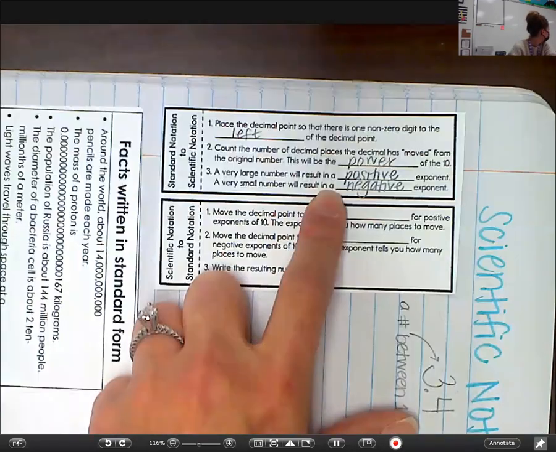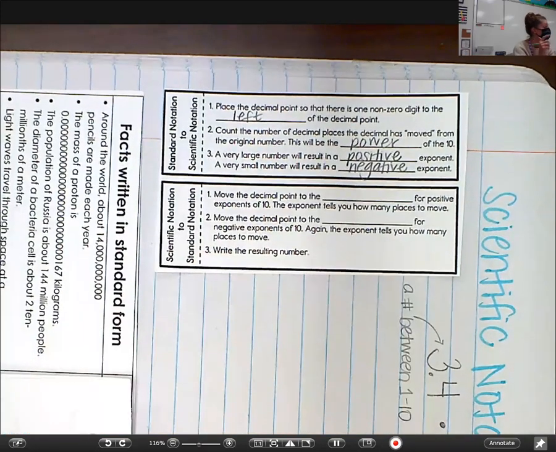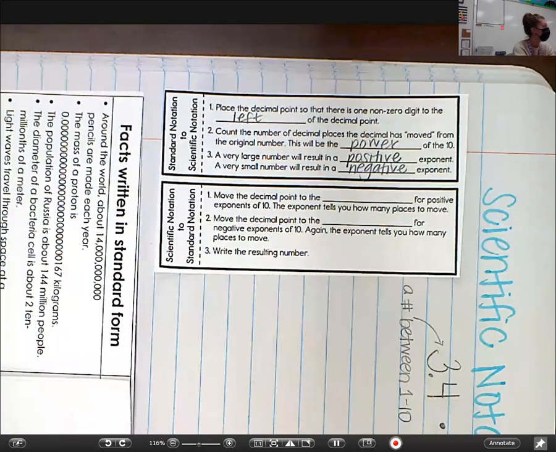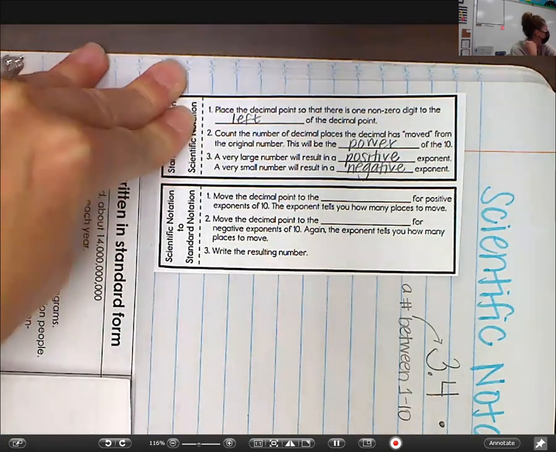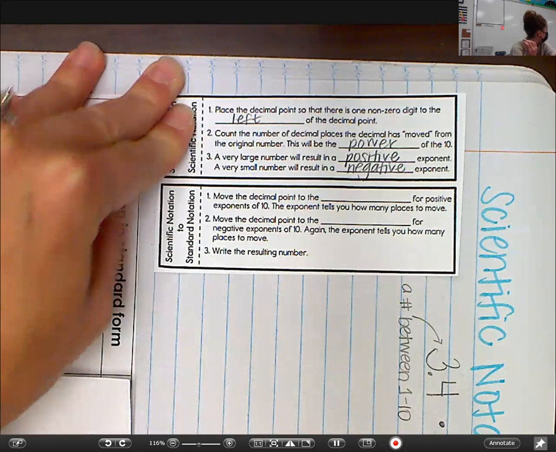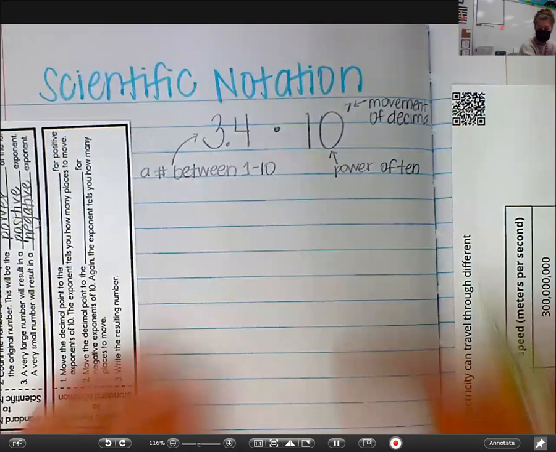Power. So our 4 words to fill in: left, power, positive, negative. Now, once we do some examples, you may never have to read that again, but if you need to, say the end of the unit, when we're doing our unit test, if you need to look back, I like that it's written in words too. So let's do some examples.